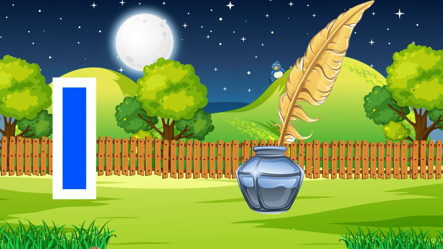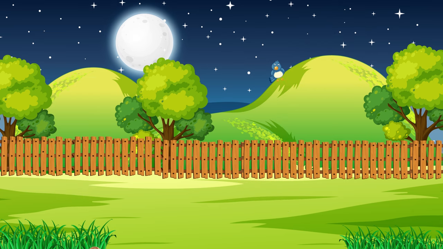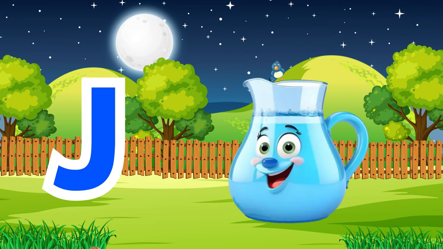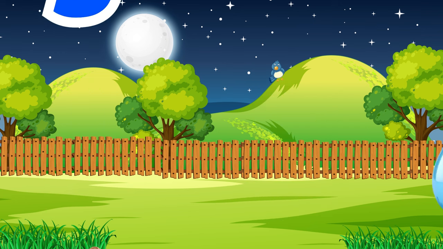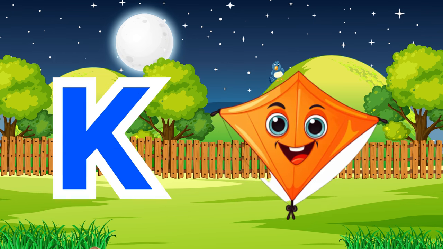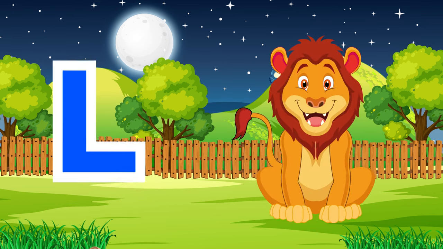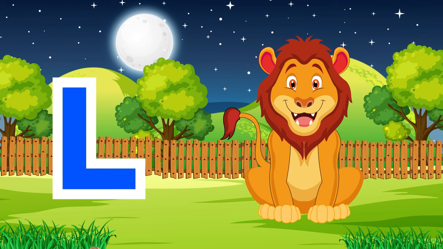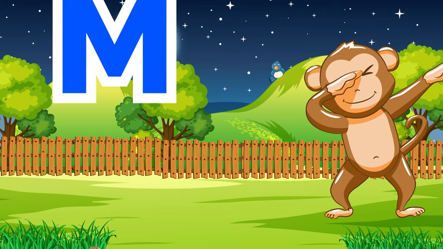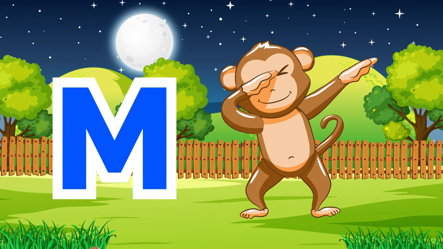I for inkpot. Inkpot means dawat. J for jug. Jug means jug. K for kite. Kite means patang. L for lion. Lion means sea. M for monkey. Monkey means bandar.